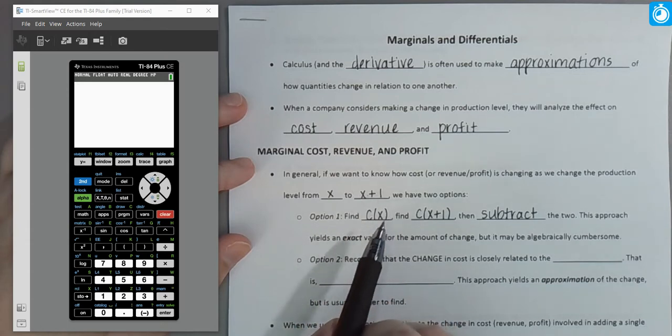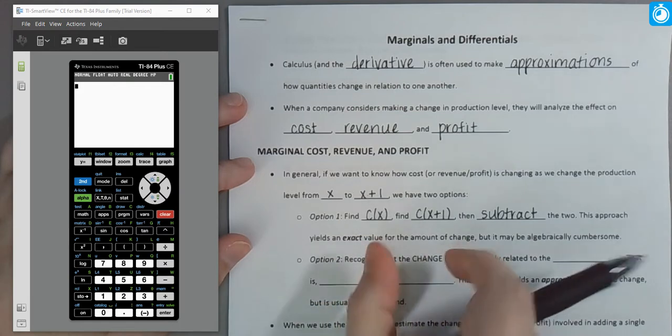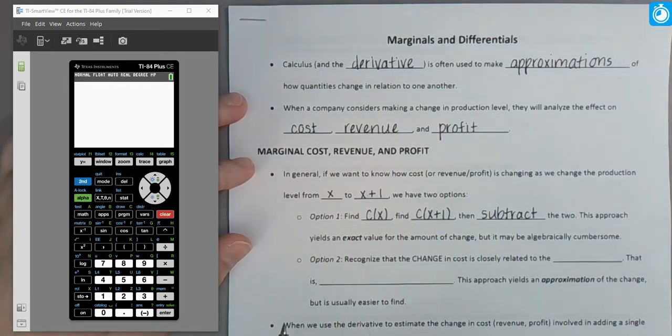So this is the total cost for producing x units. This is the total cost for producing x+1. The difference between the two tells us how much cost will increase to go from one to another. So this will give the exact amount of change to go from one level to the next.